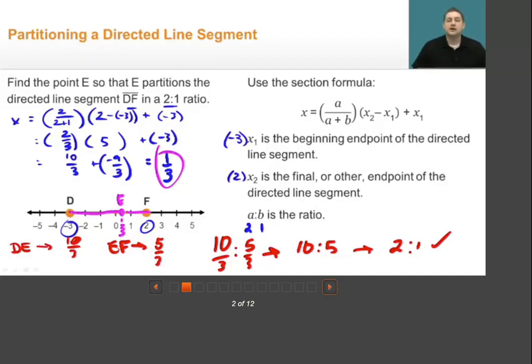So why don't you go ahead and use the section formula on your own with a different line segment.